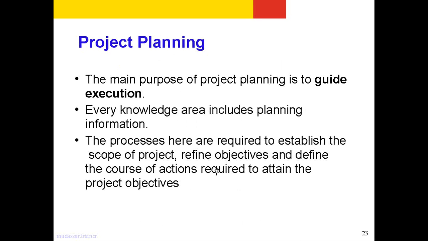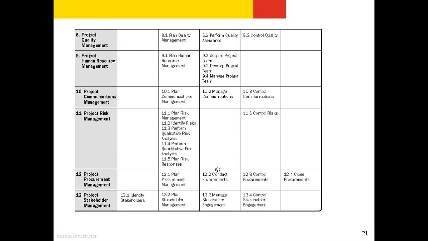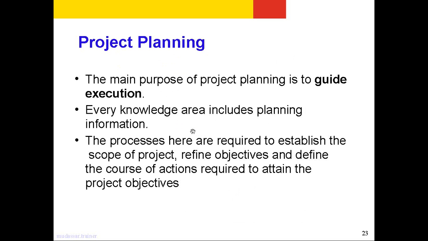The processes here are required to establish the scope of the project and refine the objectives. Now, initially we have got the objectives over here, but what we are doing here is refining them. Define the course of actions. Now you know the objectives. We need to have some sub objectives. You need to break up the objectives. So we have the course of actions required to attain the project objectives. This is what the planning is about.